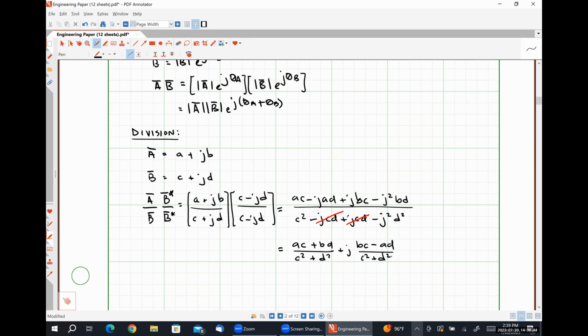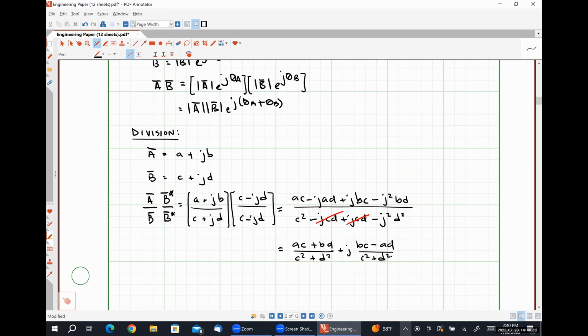And now we have a well-defined real part and a well-defined imaginary part. So multiplying by the complex conjugate of the denominator over the complex conjugate of the denominator effectively clears out any complex numbers from the denominator of the result, giving us only a real value.